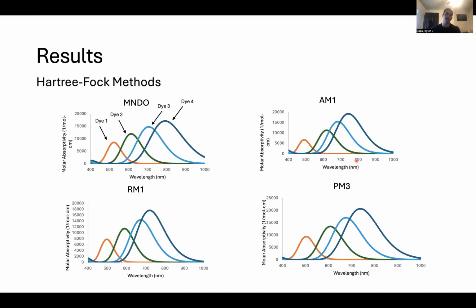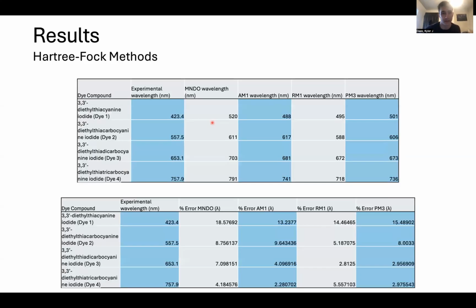And lastly, we got into the Hartree-Fock methods, where we have di1, di2, di3, di4, which are the same on all these graphs. And essentially what we did is we took the maximum absorption wavelength of each dye and we calculated the energies, as well as the wavelengths, which I will get into right now, and we'll see how they compare to our experimental methods. So here are the wavelengths for each method, for each dye. And then with the associated percent errors, again, I ask you to pause and look at these yourself.